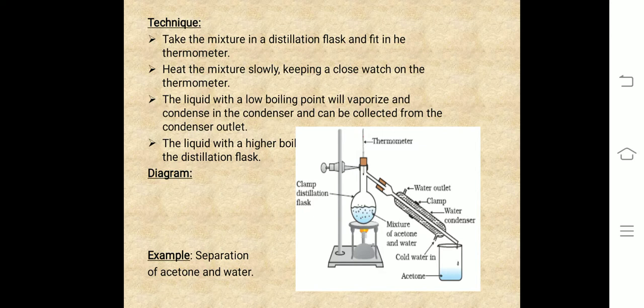Technique. Take the mixture in a distillation flask. Distillation flask is shown in the figure and fit in the thermometer. Now heat the mixture slowly, keeping a close watch on the thermometer. The liquid with a low boiling point will vaporize and condense in the condenser and therefore can be collected from the condenser outlet. The liquid with a higher boiling point leaves behind the distillation flask.